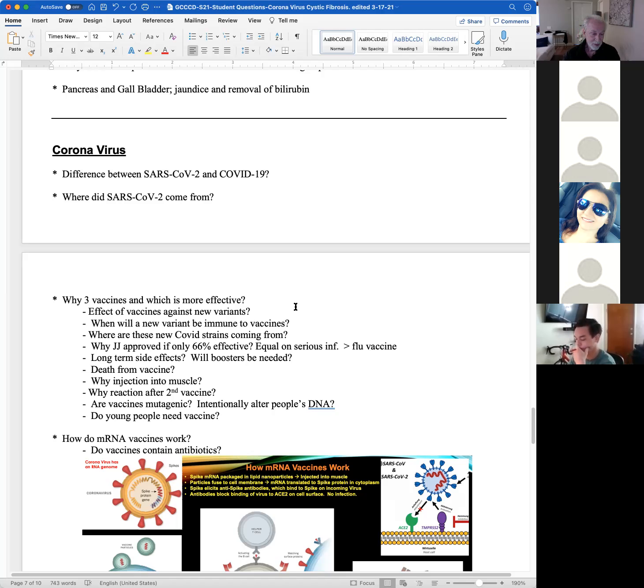And finally, do young people need vaccine? The answer is yes. Even though the priorities for most jurisdictions are that older people get vaccine first, young people can get sick and die, not at the same frequency, but certainly it's not worth the risk.